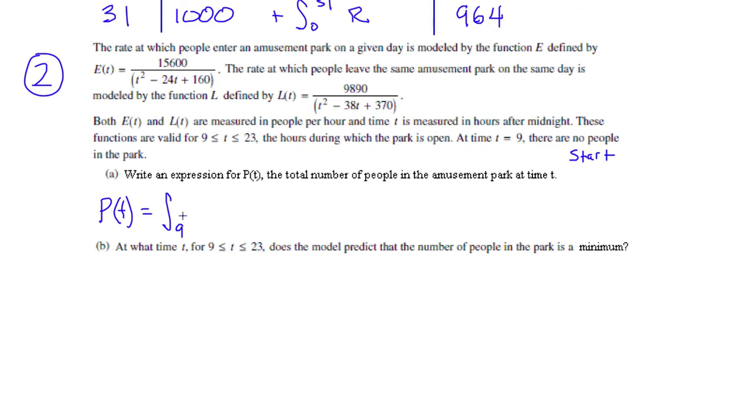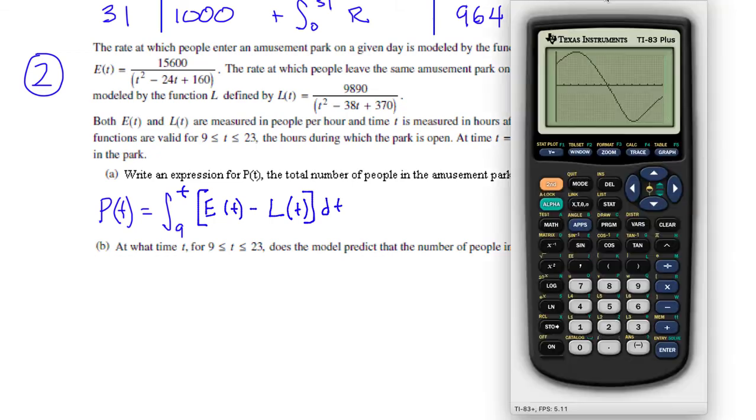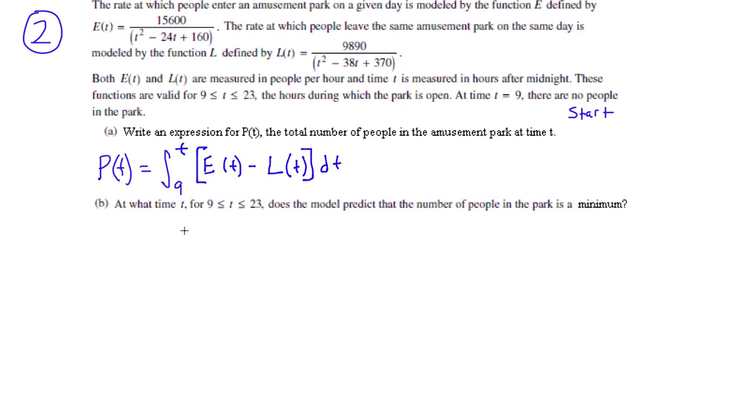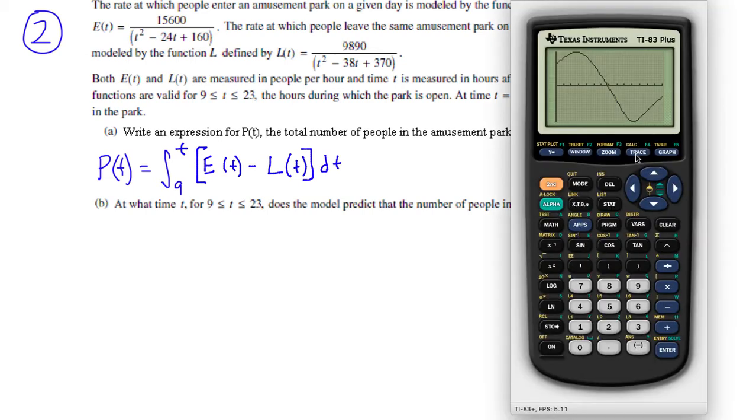There are no people. 9 to t, and that's going to be the entering, the capital E of t, minus capital L of t. All of this thing times dt. Yeah, I'll need that for this next part. B, at what time does the model predict the number of people in the park is a minimum? So minimum, you want to be thinking of a negative height to a positive height. So analyzing this graph, and I, again, will screenshot this to put it in our notes.